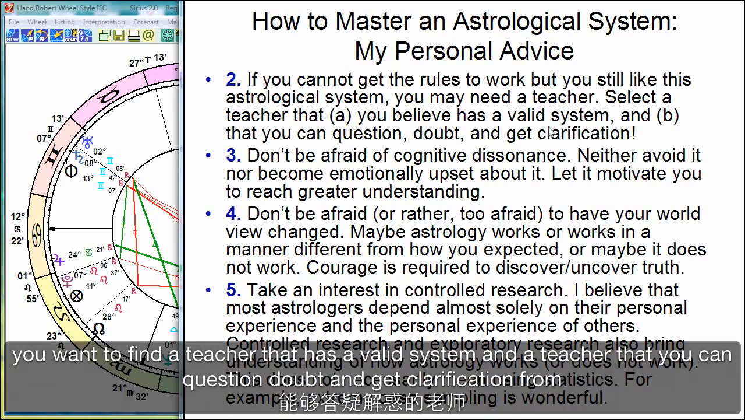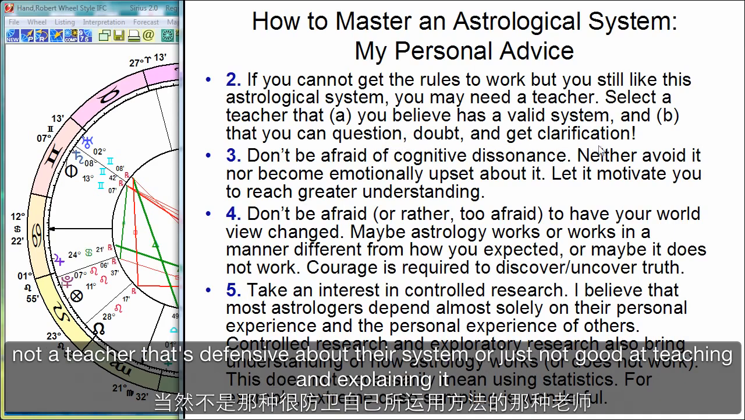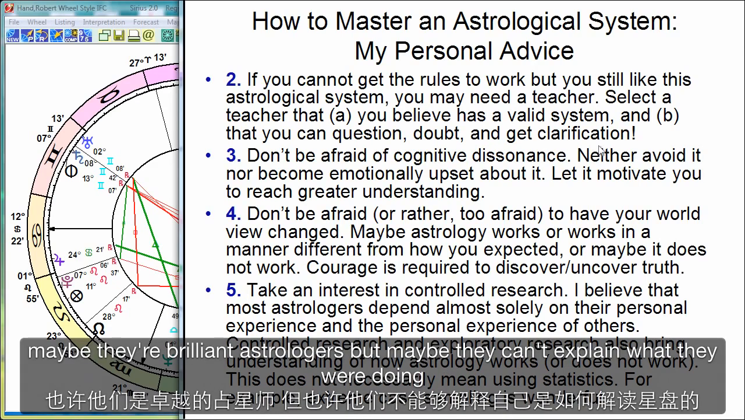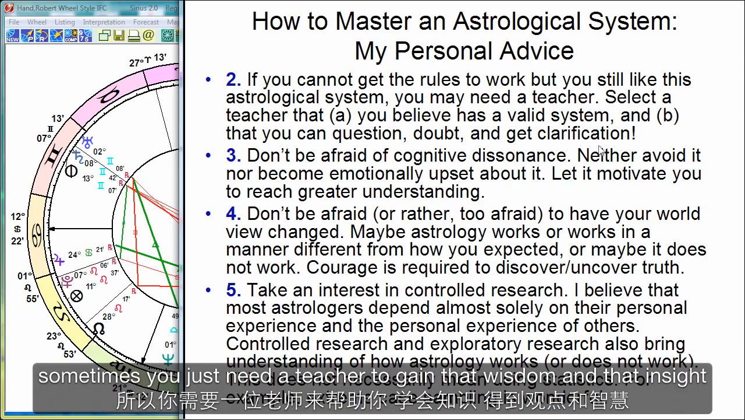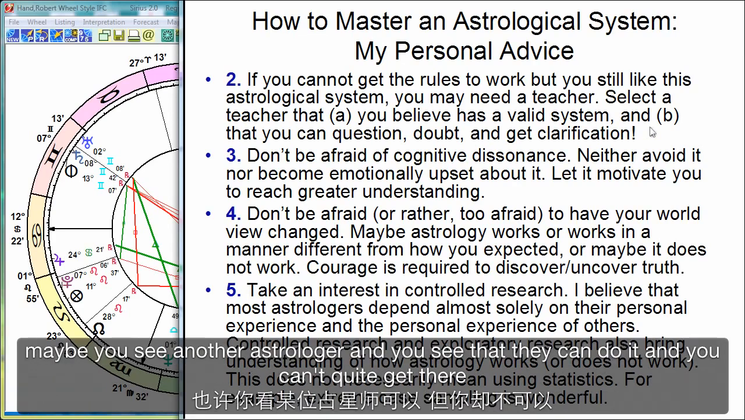You want to find a teacher that has a valid system, and a teacher that you can question, doubt, and get clarification from. Not a teacher that's defensive about their system, or just not good at teaching it and explaining it. Maybe they're brilliant astrologers, but maybe they can't explain what they're doing. Sometimes you just need a teacher to gain that wisdom and that insight.